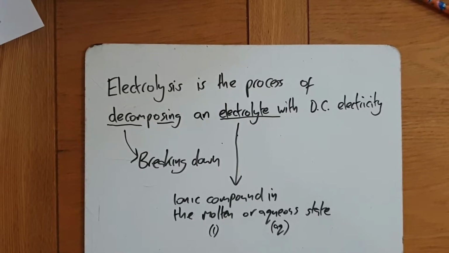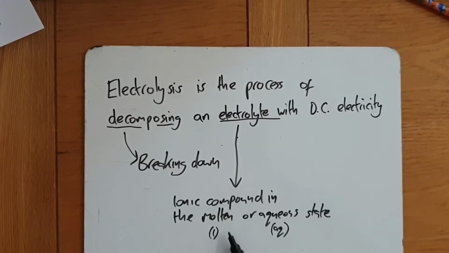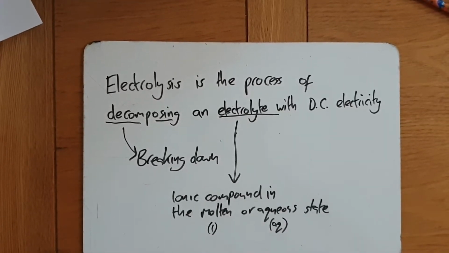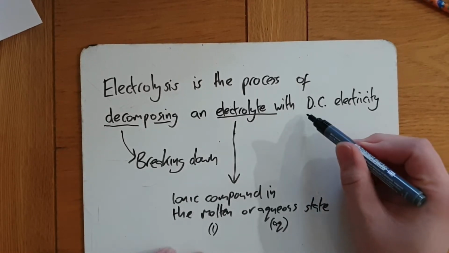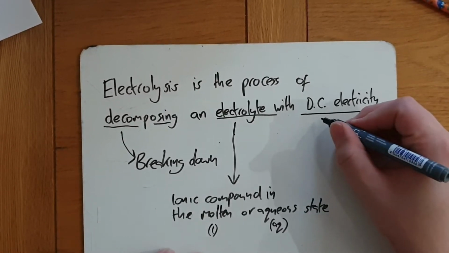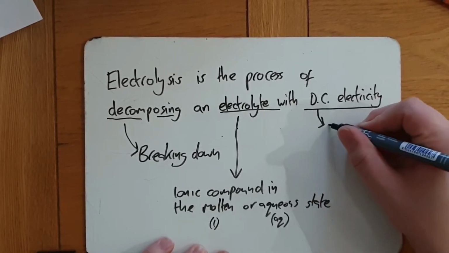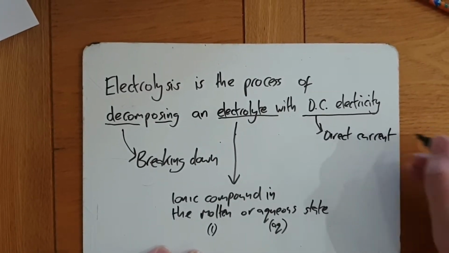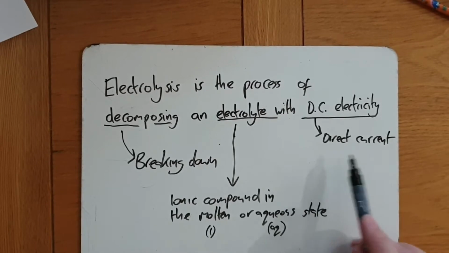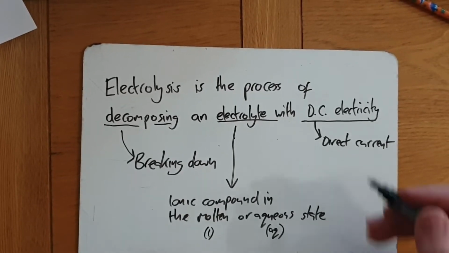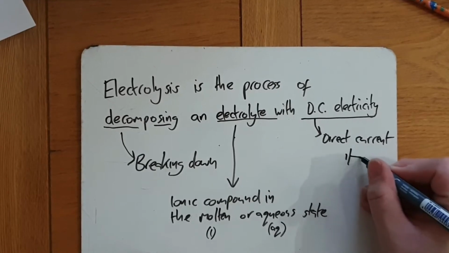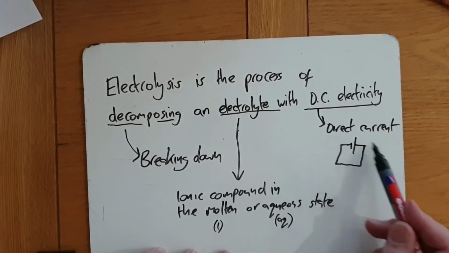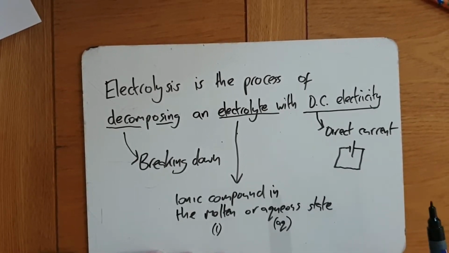So you get your ionic compound, you either heat it up incredibly hot because they've got a high melting point, so it's molten, or you dissolve it in water, so it's aqueous, and then that is your electrolyte. And then DC electricity, and you will eventually study this in physics. This stands for direct current. And direct current is a current that always travels in the same direction. So if I draw a little circuit here, so that's the battery, let's connect it up to itself, and so you'd have the current always flowing the same way around that battery.